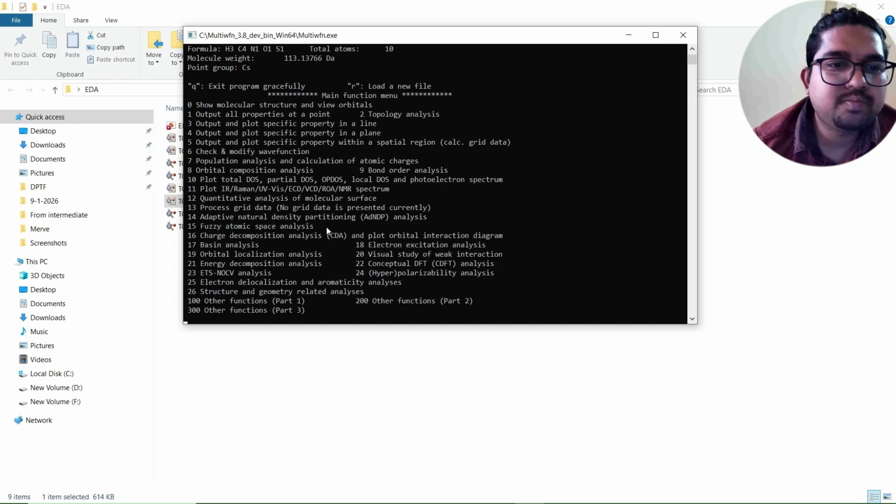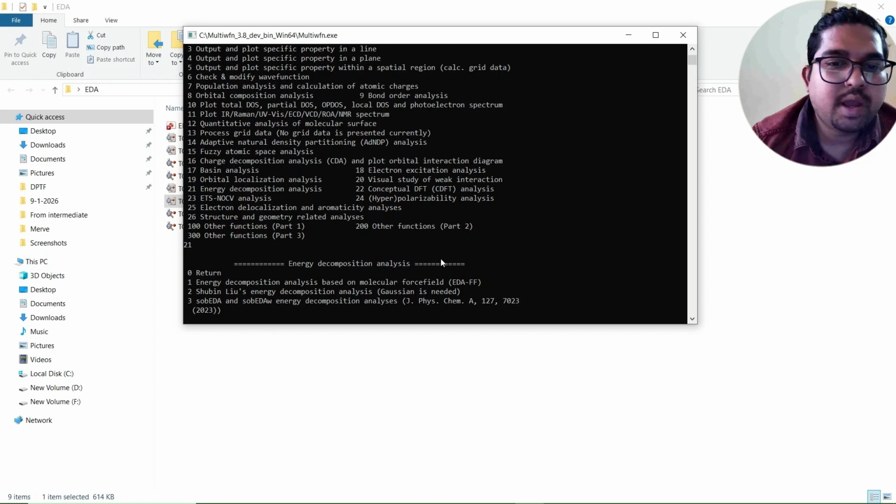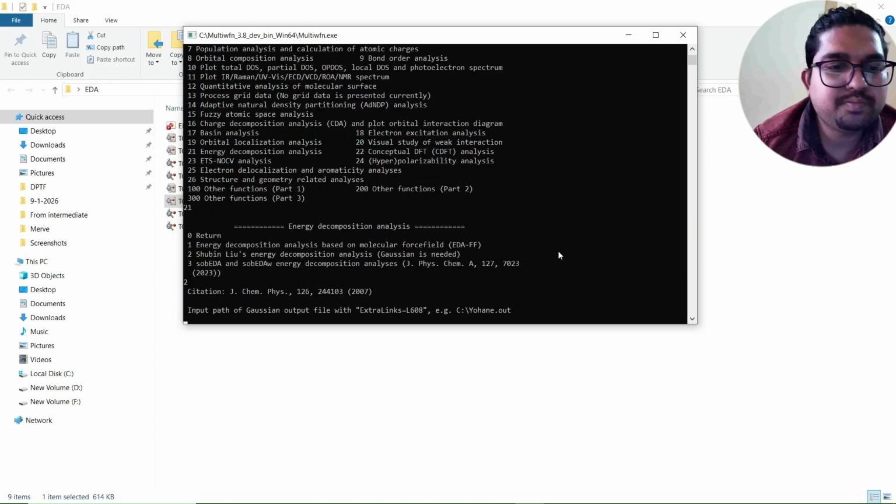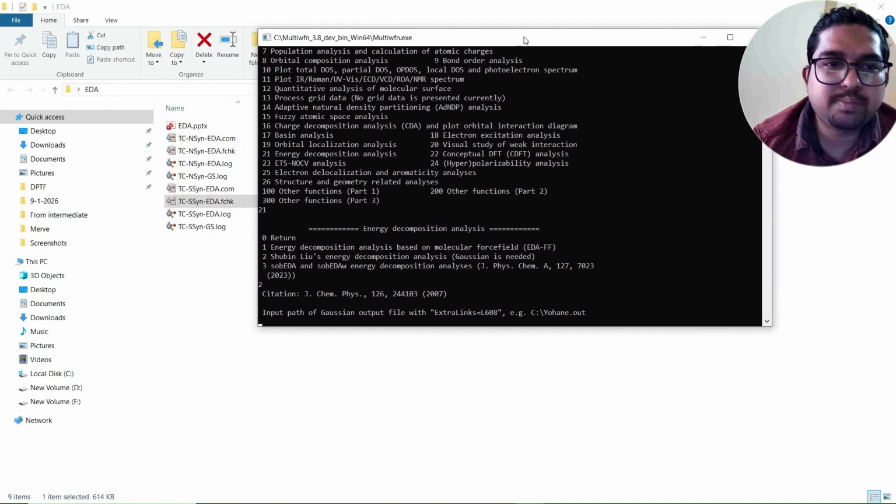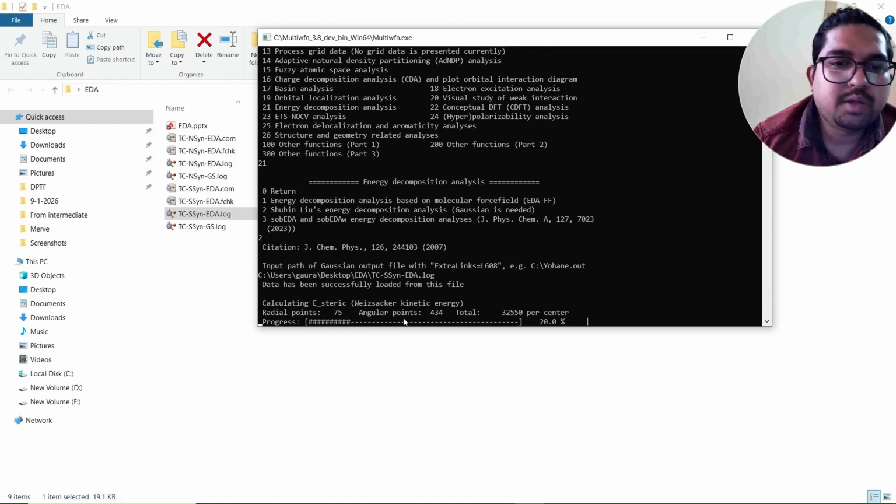Press enter, and now we need to do energy decomposition analysis, that is 21. Press 21 and give enter, and here we are going to do this using Su-Zhang's energy decomposition analysis, where Gaussian is needed. Press 2. Now it will ask for the output file path. What we need to do is simple. This is the output file for that single point calculation using that extralink, we'll drag this output file and put it here. Press enter. It will take just a few seconds, and you will get an output with your EDA results.